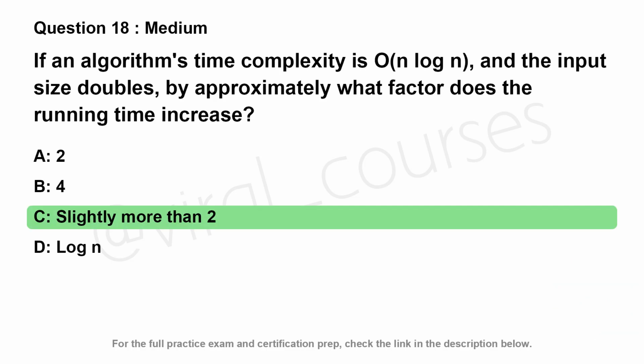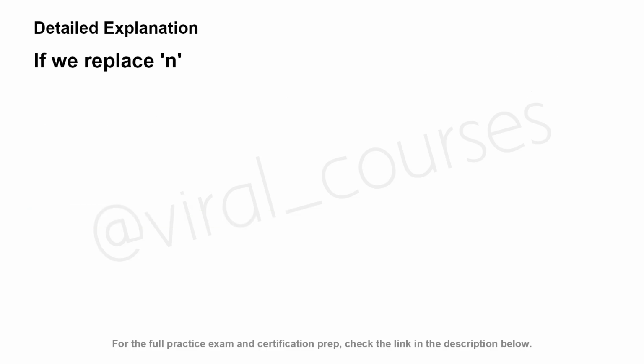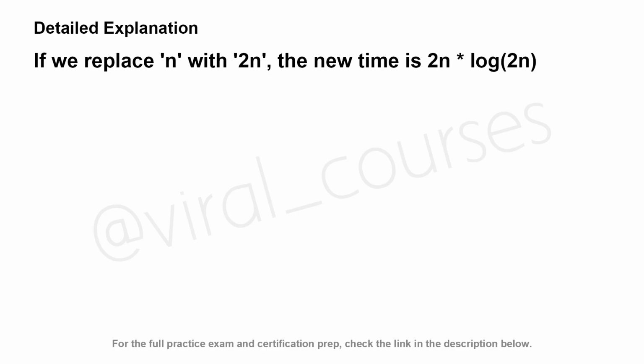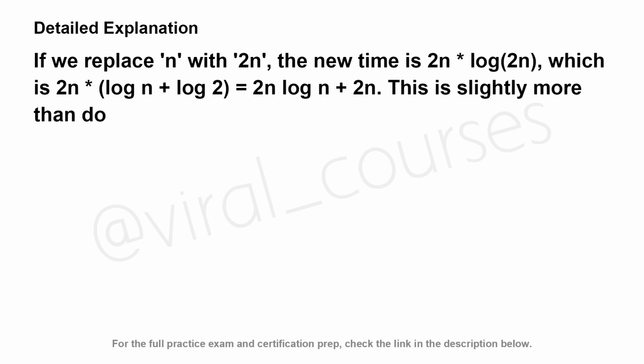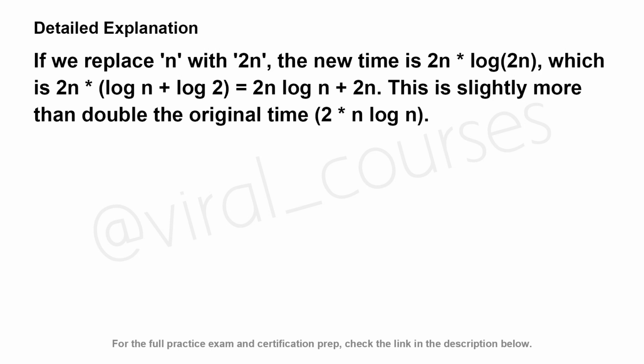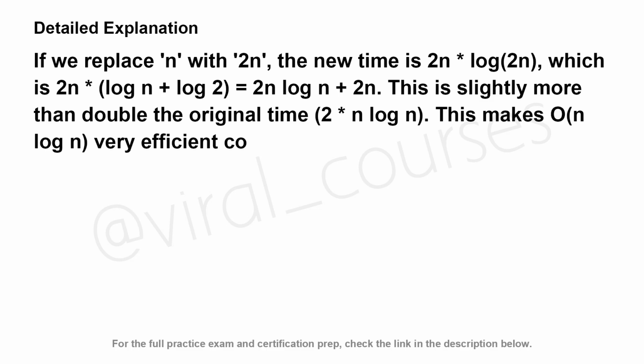The correct answer is C. If we replace n with 2n, the new time is 2n * log 2n, which is 2n log n plus 2n log 2, equals 2n log n plus 2n. This is slightly more than double the original time, 2 * n log n. This makes O(n log n) very efficient compared to O(n squared).